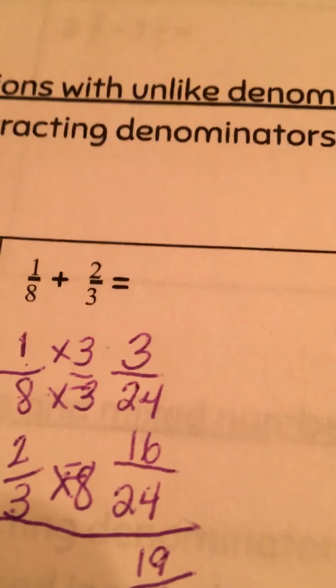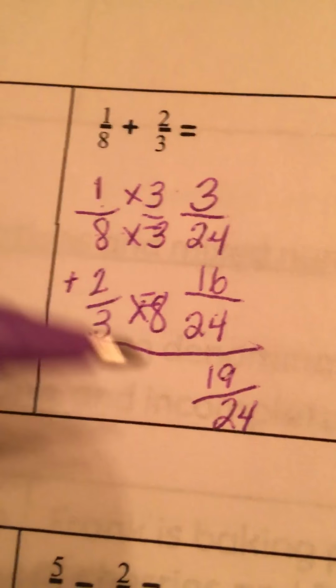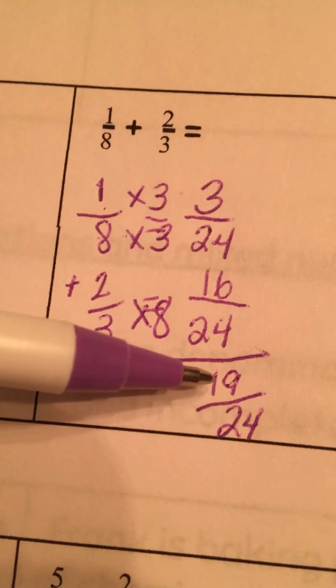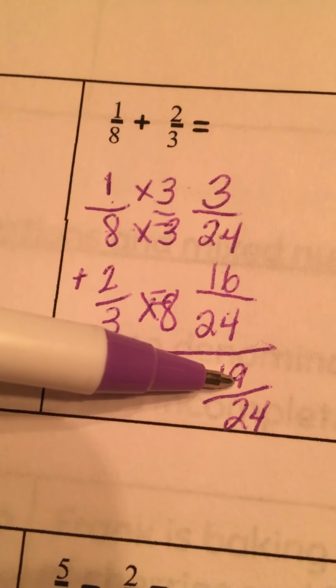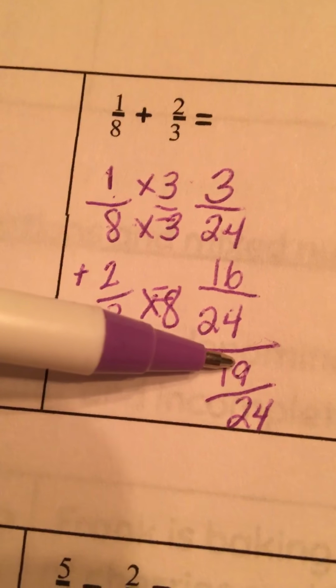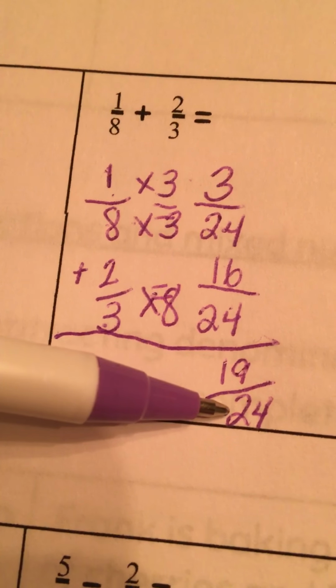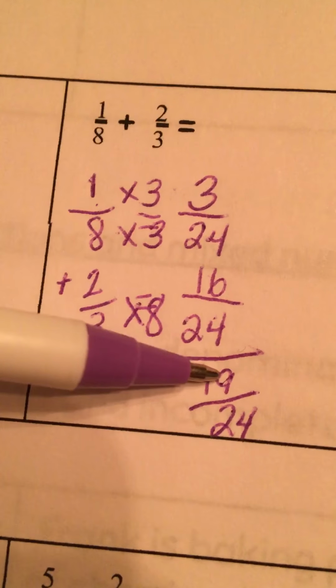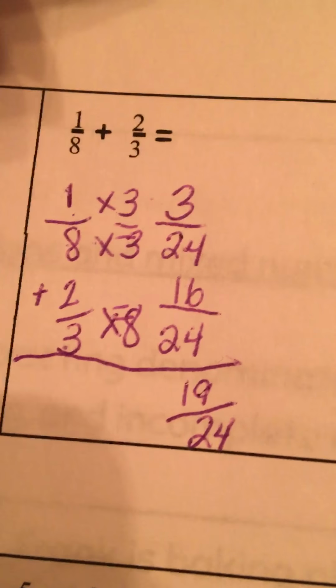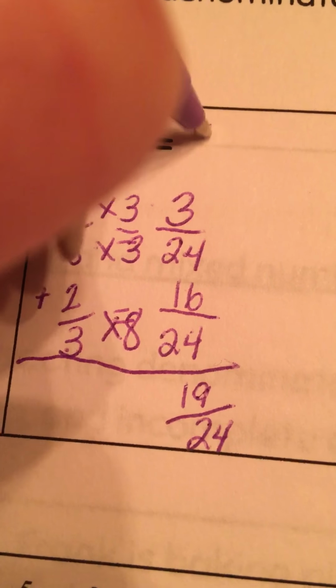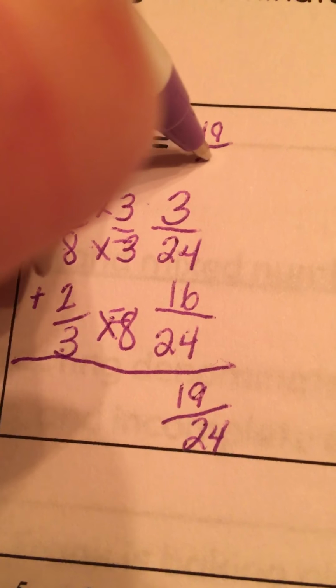19/24. And I know that that's my reduced answer because I can't divide 19 and 24 by 2 or by 3 or by 5 or any other number. So my final answer is 19/24.